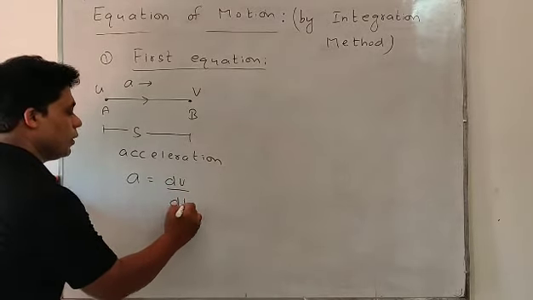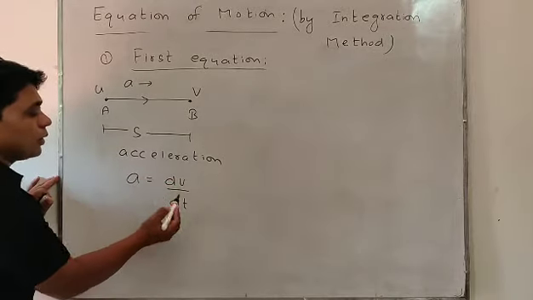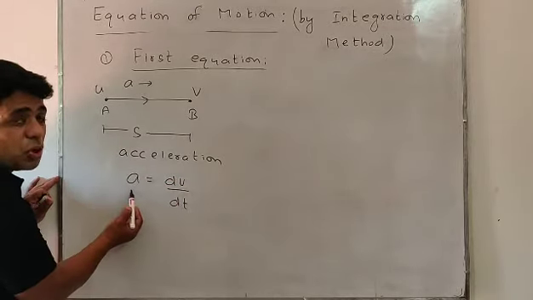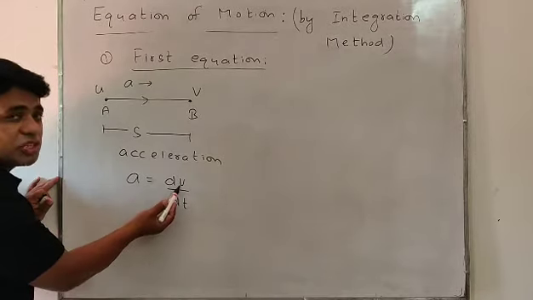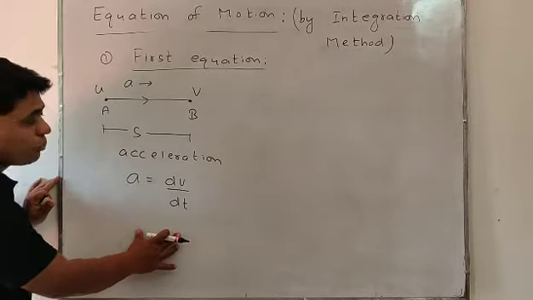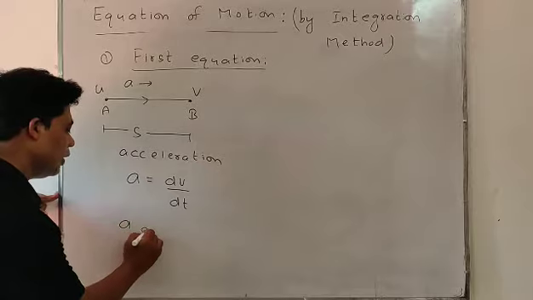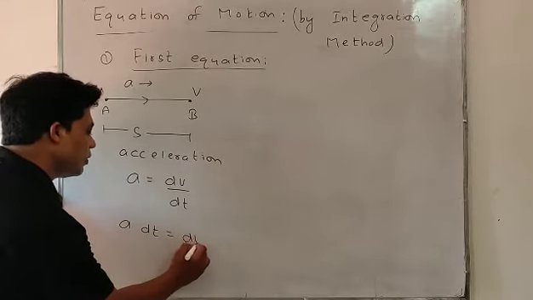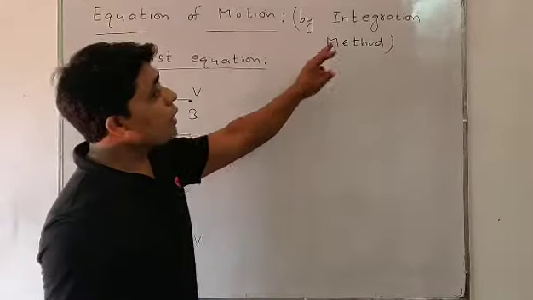dv by dt. What is the name of this? dv by dt, the rate of change in velocity, is called acceleration. dv means change in velocity and dt means change in time. That is in differential form. Now students, cross multiply: a dt equals dv. We define the first equation of motion by integration method.